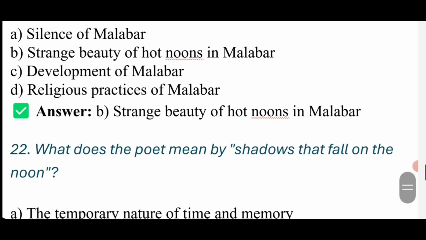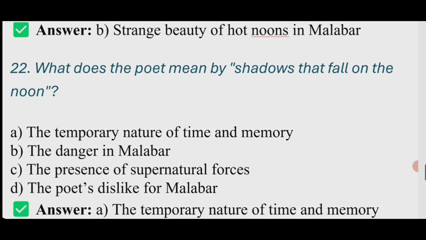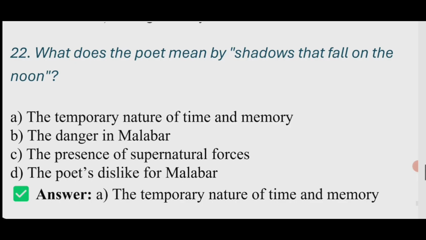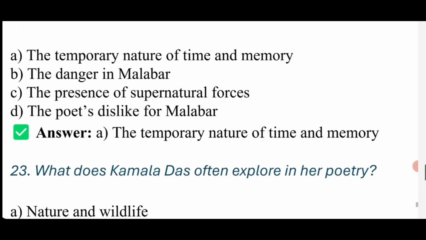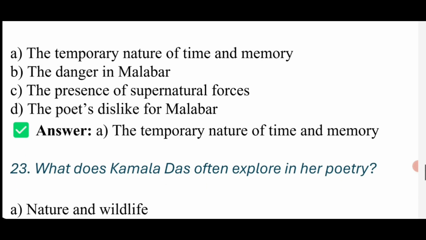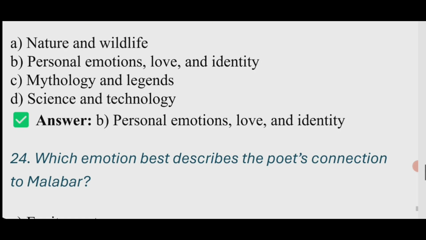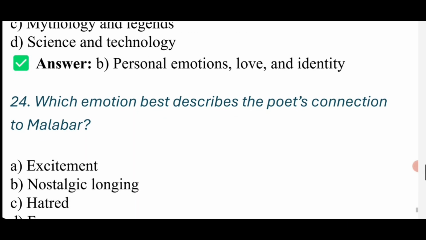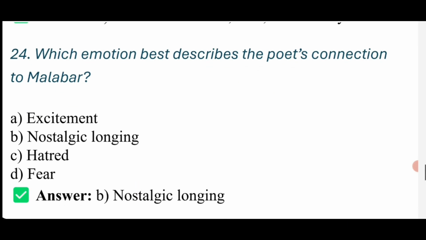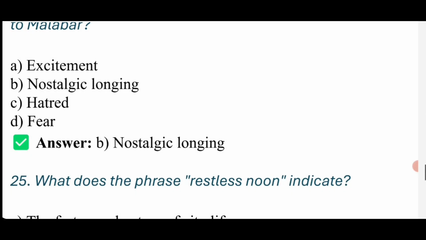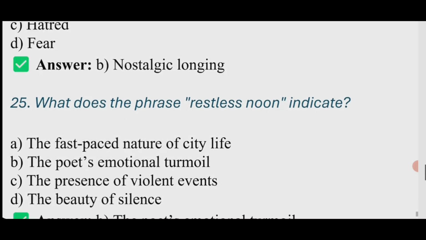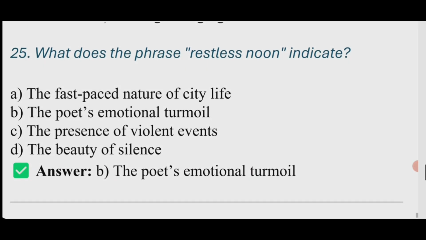What does the poet mean by shadows that fall on the noon? She means the temporary nature of time and memory. What does Kamala Das often explore in her poetry? She explores personal emotions, love, and identity. Which emotion best describes the poet's connection to Malabar? It's nostalgic longing. And last question, what does the phrase restless noon indicate? It means the poet's emotional turmoil.